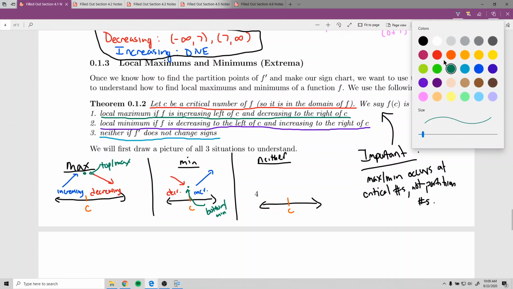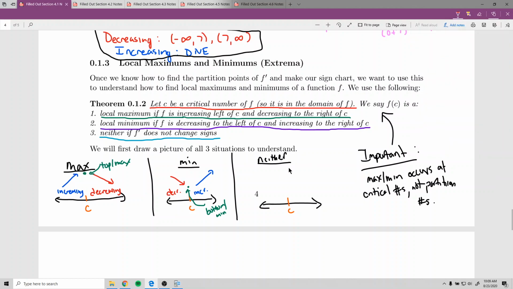Right, but if it doesn't switch signs, meaning it's just decreasing to decreasing or increasing to increasing, I'll draw the decreasing one first. It sort of looks like this, and then it's going down some more. So what this is saying is that your graph's going down, and then you get to this number and it's still going down. So it can't be a maximum or minimum. And similar for increasing. If it's going up and then you get to your critical number and then it's still going up, it's not a maximum or a minimum because it's just going up and up and up and up.